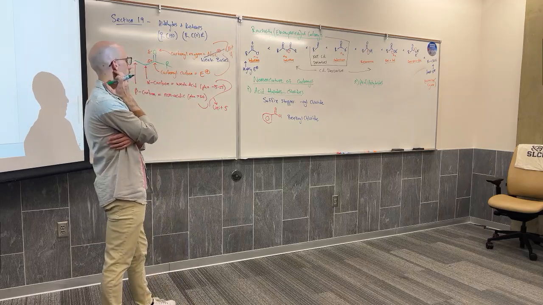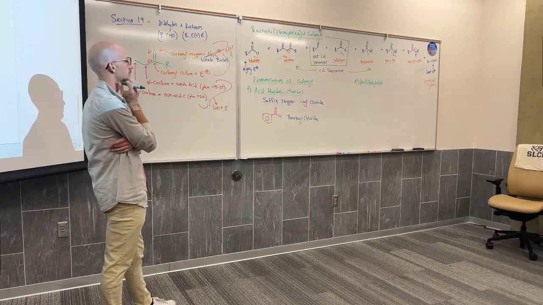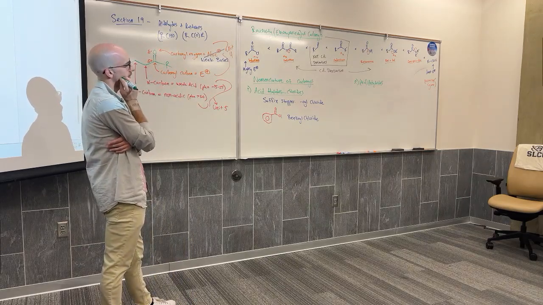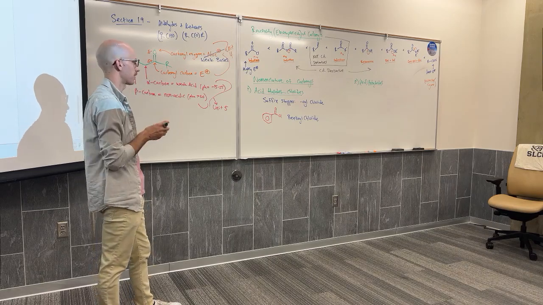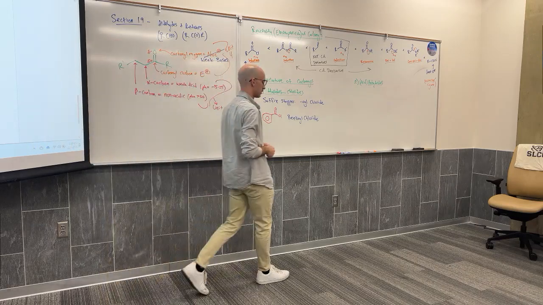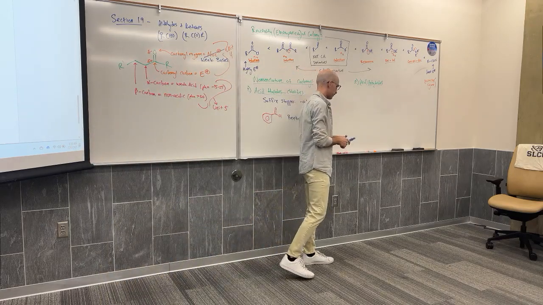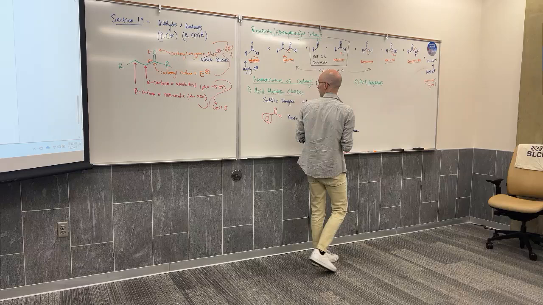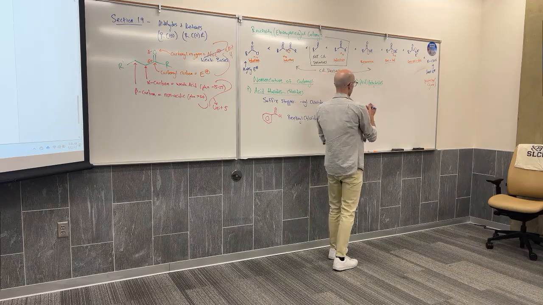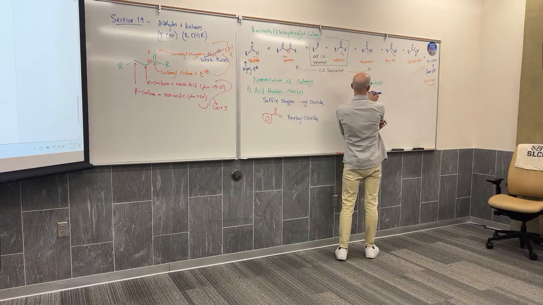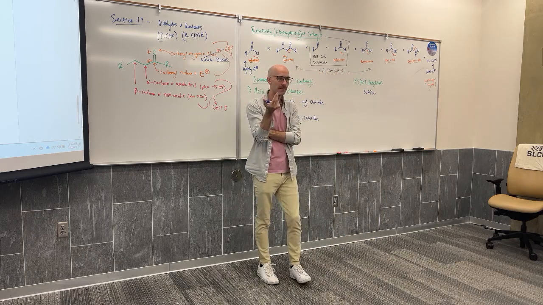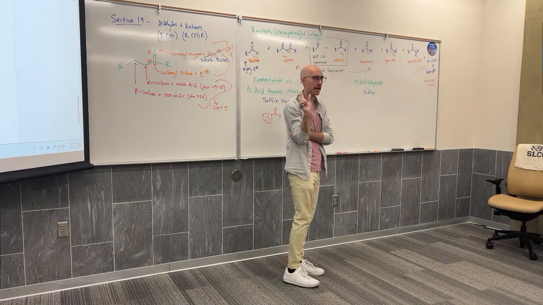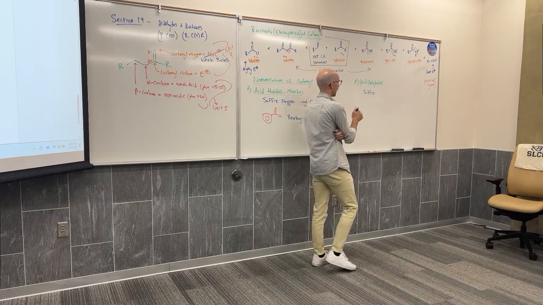Although the legal name for acid anhydrides is acid anhydride, it's very common to just refer to them as anhydrides. So I want you guys to be comfortable with that. There's actually two types of acid anhydrides. There are symmetric and asymmetric acid anhydrides.